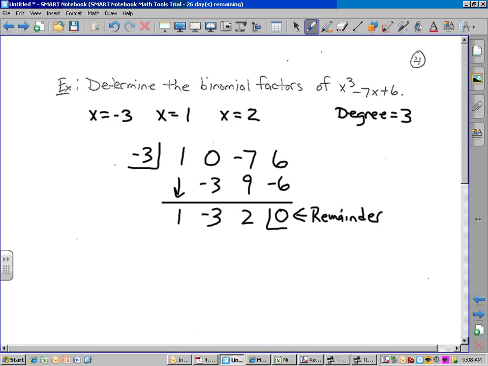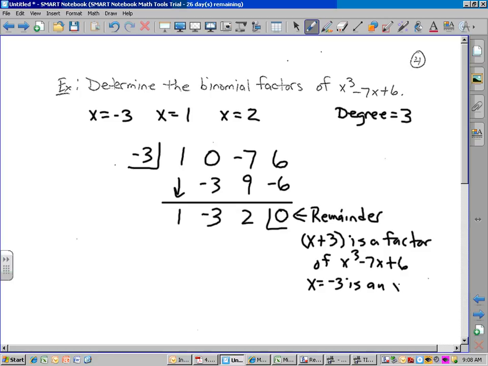That tells me that x minus 3, the opposite of that, x plus 3, is a factor of x cubed minus 7x plus 6. Also tells me that x equals -3 is an x-intercept. We already knew that, though. That's how we found this. Okay, so we can move the -3 over, and we can say x plus 3 is a factor.